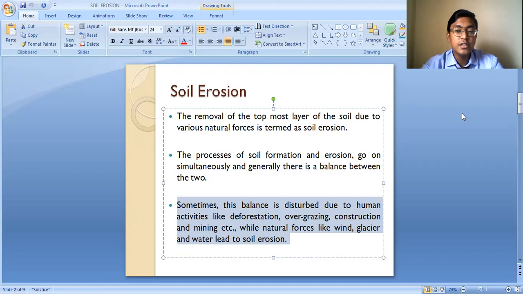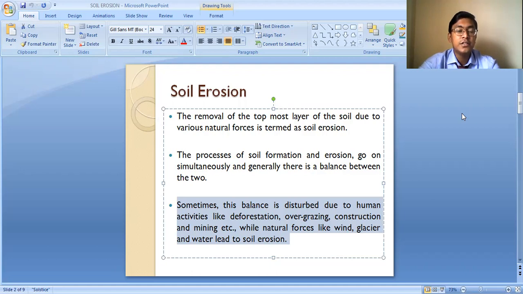Not only human activities but also natural forces are responsible for soil erosion. For example, the force of the wind, the melting of glaciers and water lead to soil erosion. When the wind blows at a very fast rate, the soil which is very fragile, loose and dry gets blown away by the fast-moving wind. So wind is a very important natural factor responsible for soil erosion in the drier parts of our country, like Rajasthan.